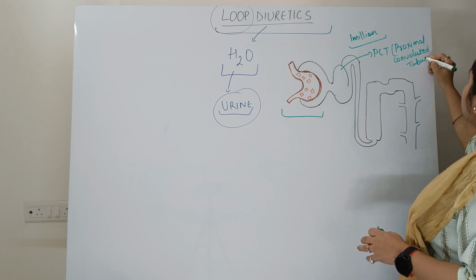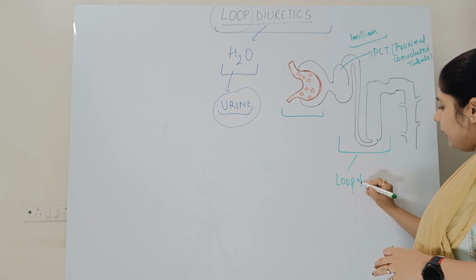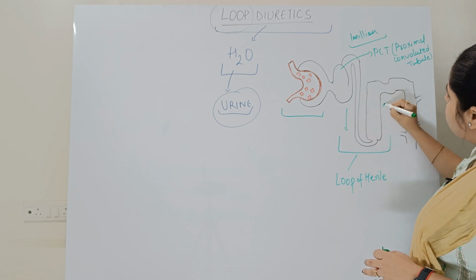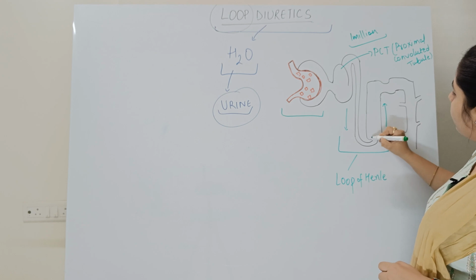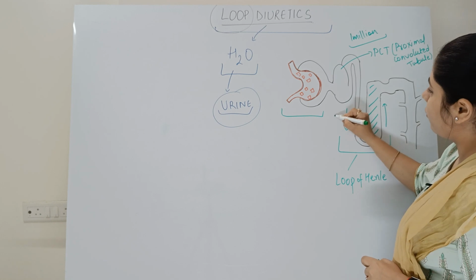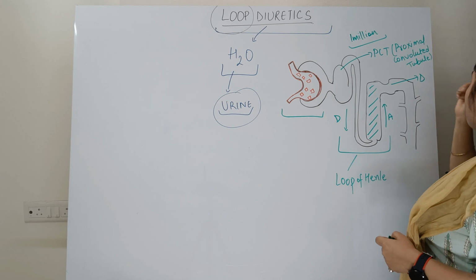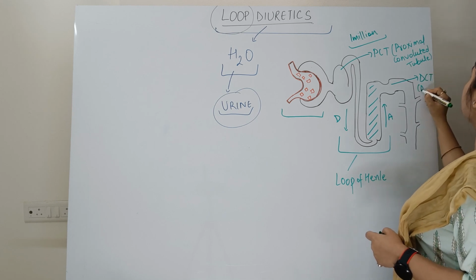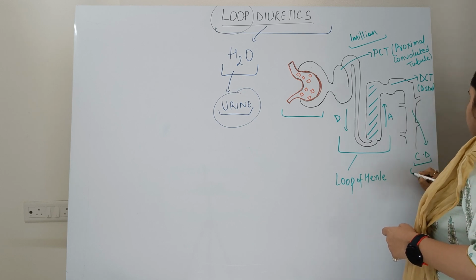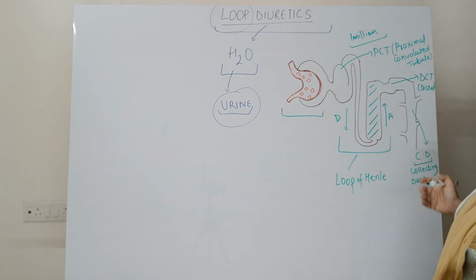And this is the loop of Henle region. The loop of Henle has two regions: one is the descending loop of Henle and one is the ascending loop of Henle. The ascending loop of Henle, that is this region, is a thicker region in comparison to the descending loop of Henle. I am writing D and A. Then this is DCT, which stands for distal convoluted tubule, and this is the collecting duct, or CD. So this is a general diagram of a nephron.